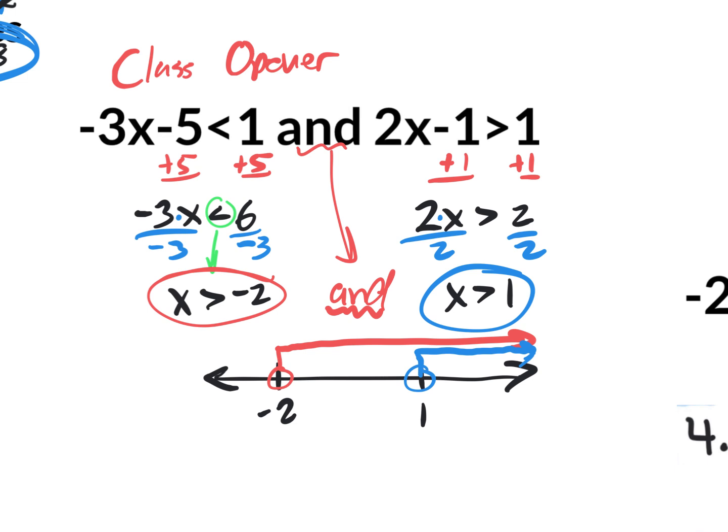So the only answer that you type in on the test this Thursday is x is greater than 1. That's the only thing you type in. You do not type in x is greater than -2. Okay, that would be incorrect. Okay, you only type in x is greater than 1. I hope that makes sense. Okay.